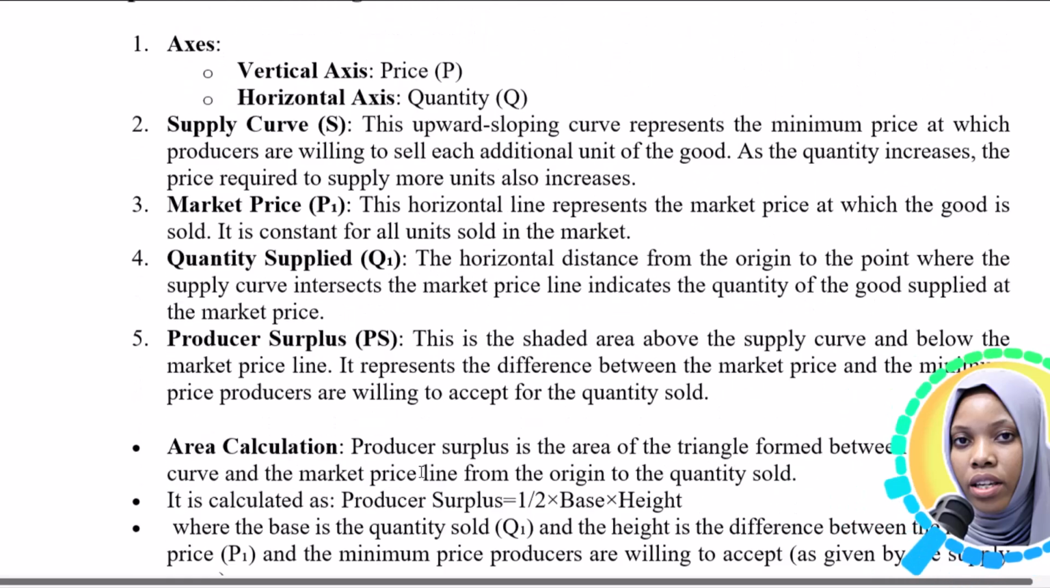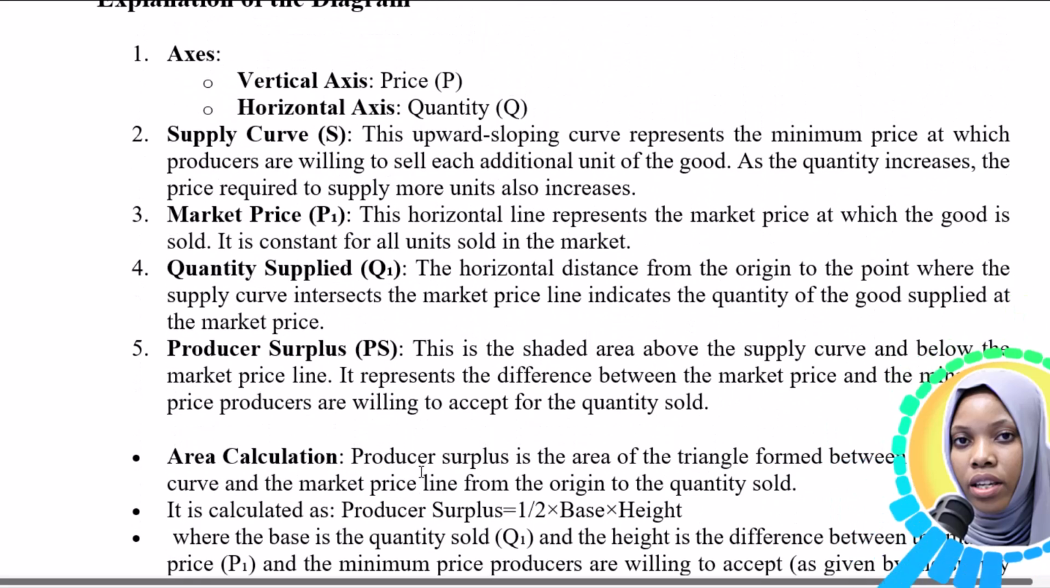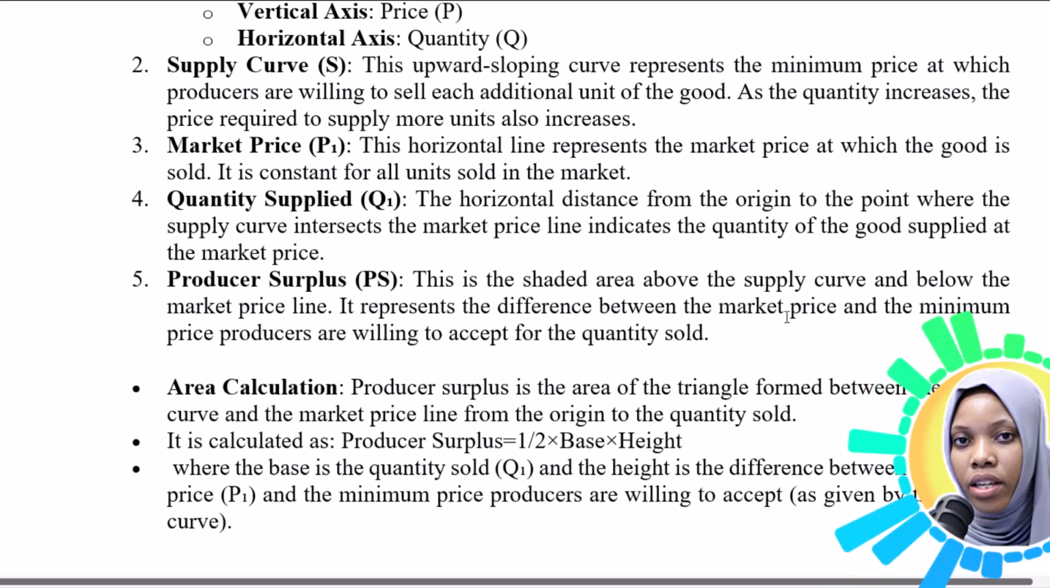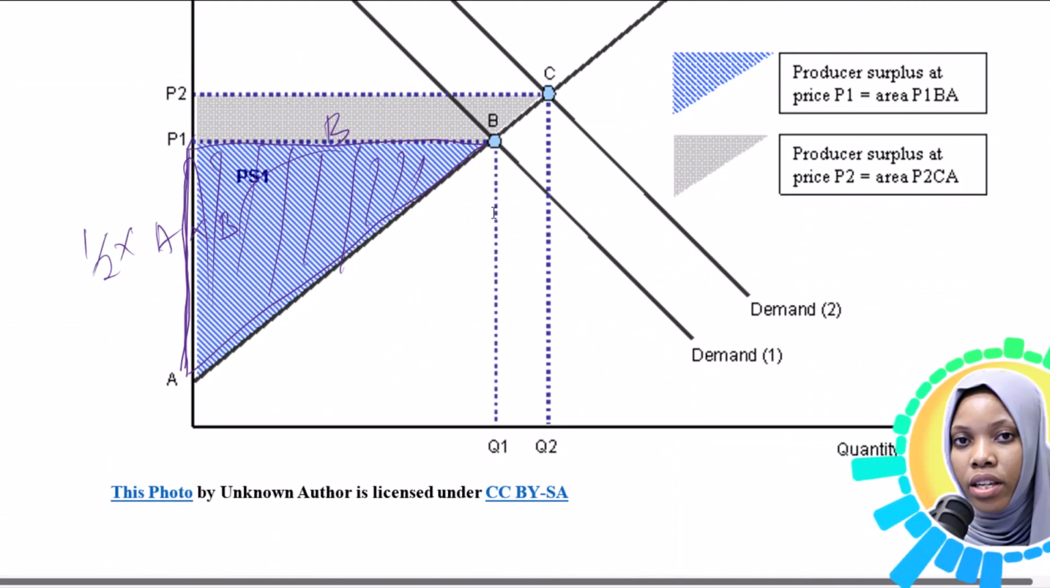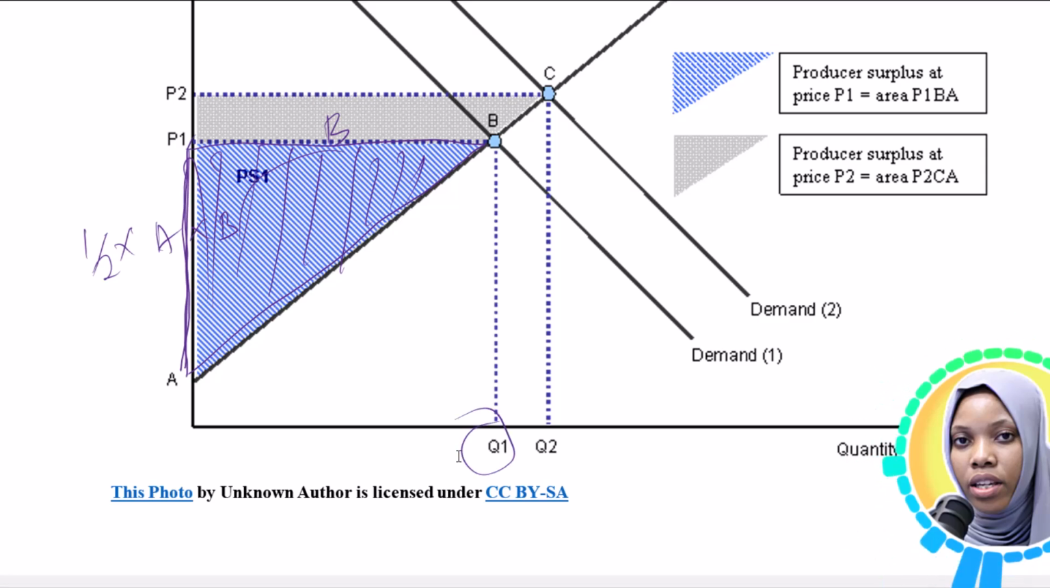Now we have the quantity supplied. The horizontal distance from the origin to the point where the supply curve intersects the market price line indicates the quantity of the goods supplied. And here we are dealing with price 1, and the quantity is this one. This is the quantity that you're talking about, and the price is horizontal like that.